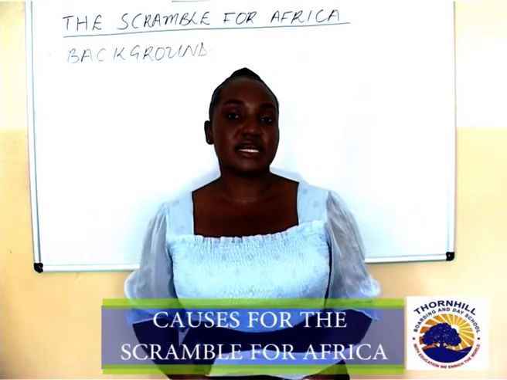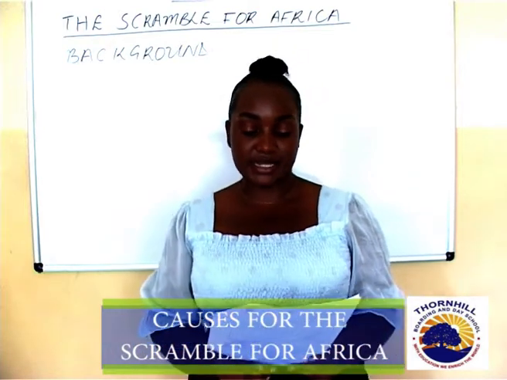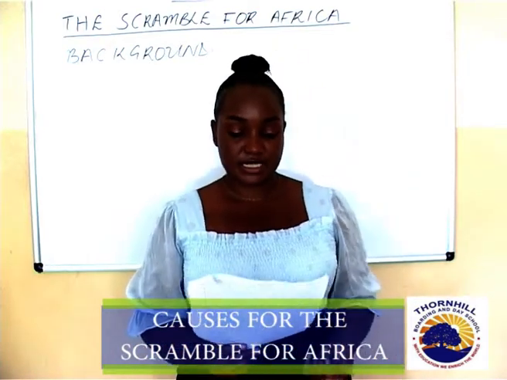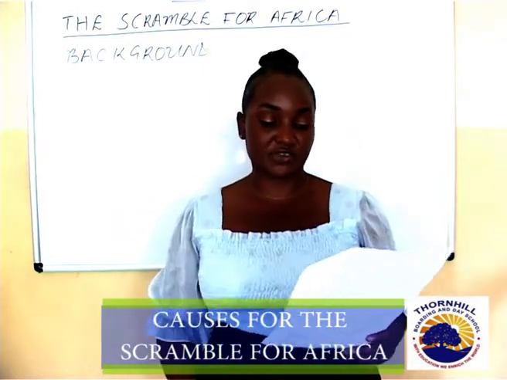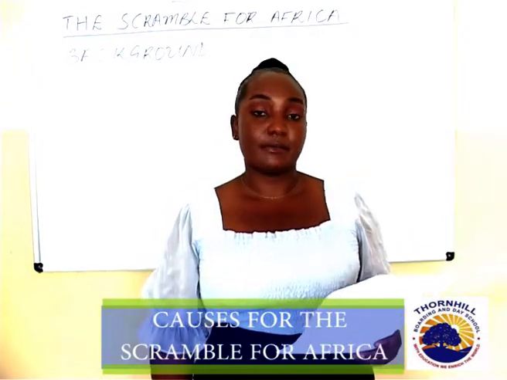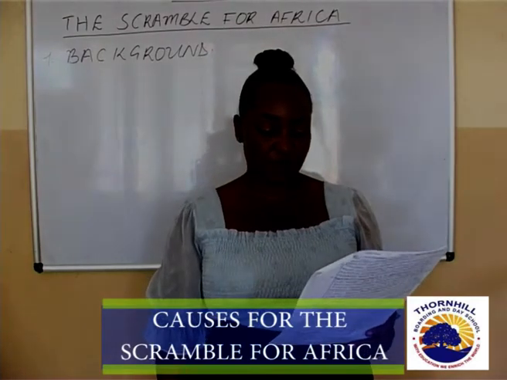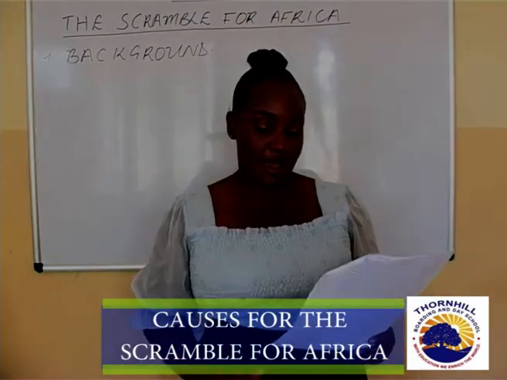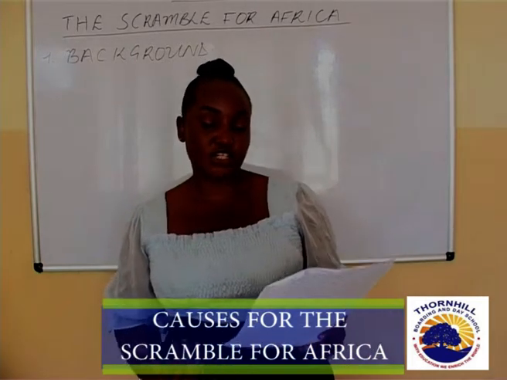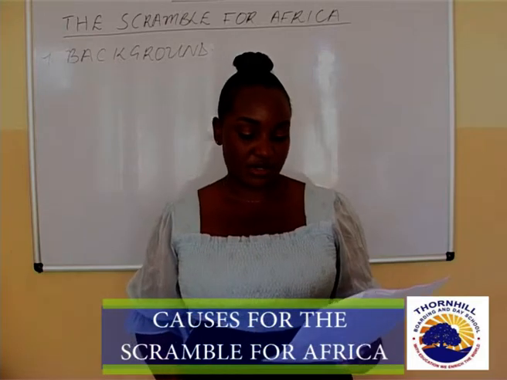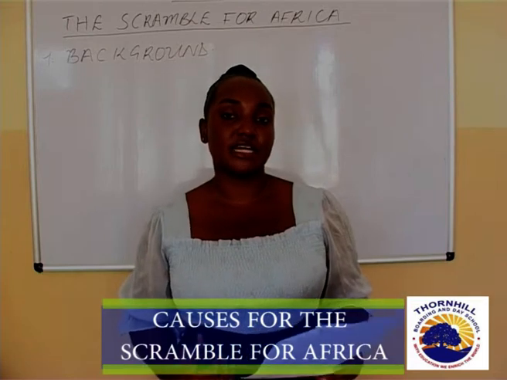The second point is the Industrial Revolution. The Industrial Revolution, which began in England in the second half of the 18th century, had by the second half of the 19th century spread to countries such as France, Belgium, and Germany. During this period, the industrial companies of Europe saw Africa, 1, as a source of raw materials, 2, as a big market for their manufactured goods. For this reason, they rushed for the best areas where they obtained such material for their expanding industries.